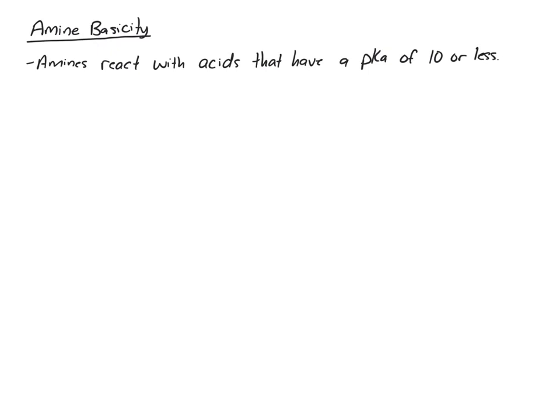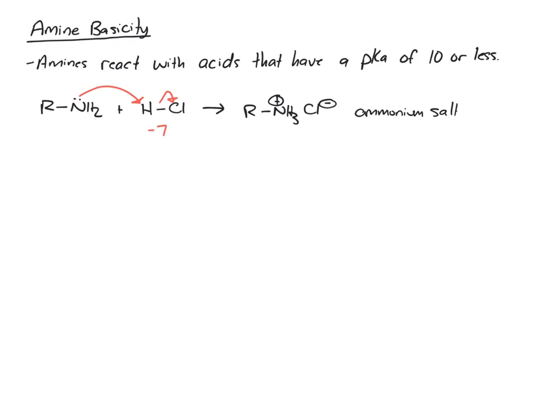And the reason that amines are basic is because we have the lone pair on the nitrogen. So let's just say, for example, we react this with HCl. We would definitely expect it to react because HCl has a pKa of about -7. So what happens is the lone pair on the nitrogen will take the proton from HCl. We get NH3+ and Cl-, and this is an ammonium salt, which is an ionic compound.